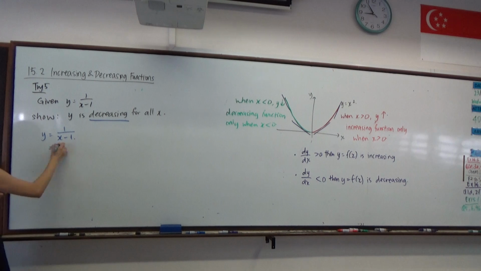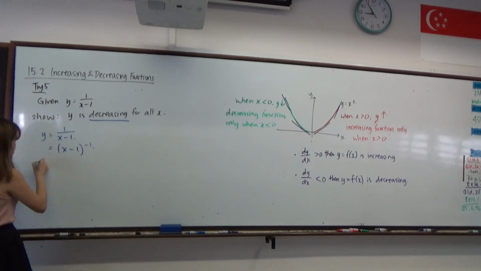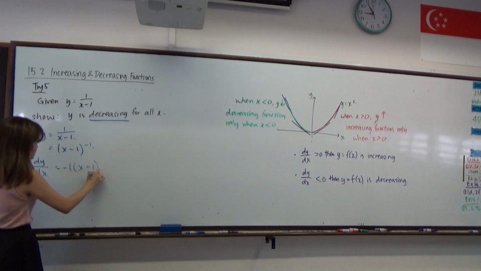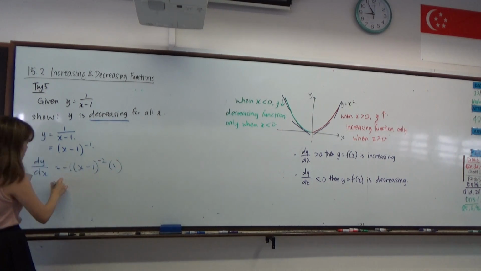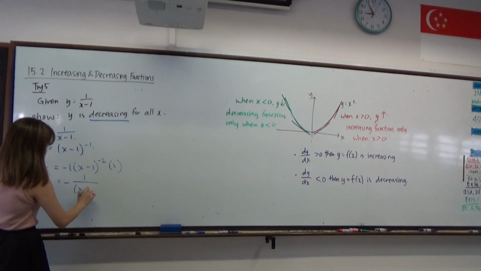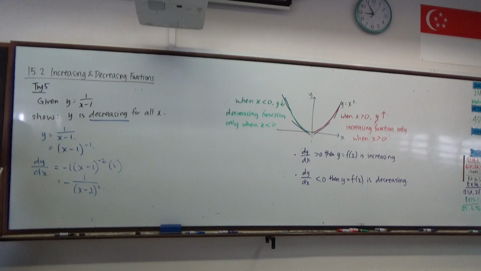So with this function, we will differentiate it. And the derivative is going to be negative 1 over x minus 2 squared.